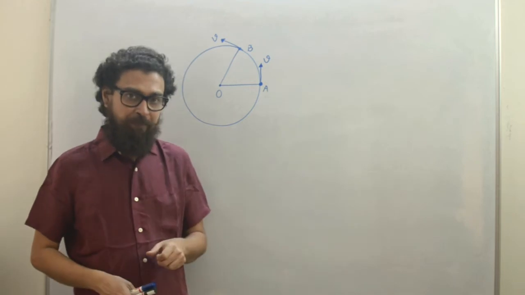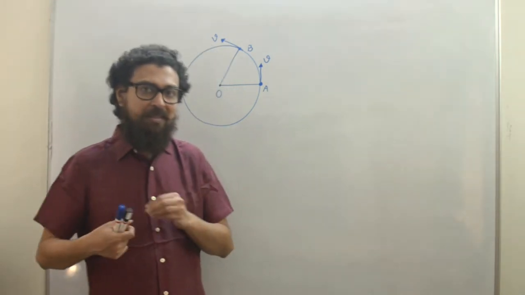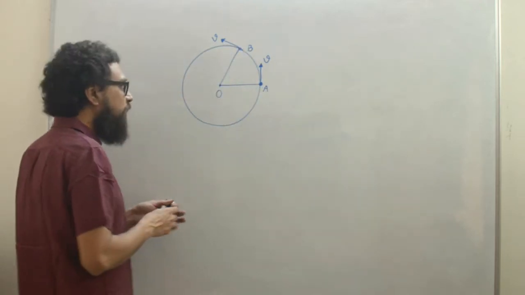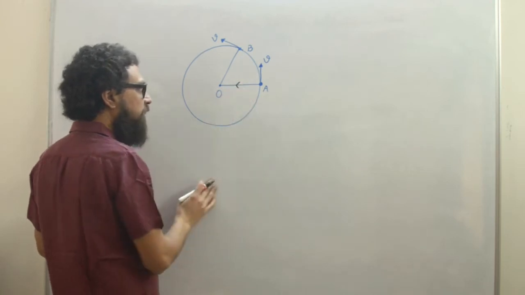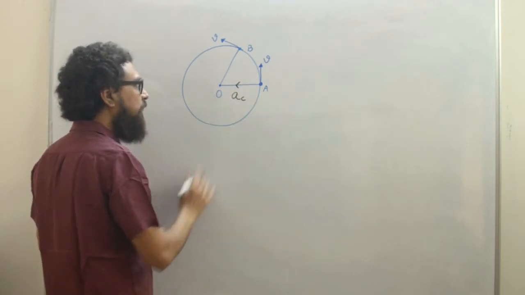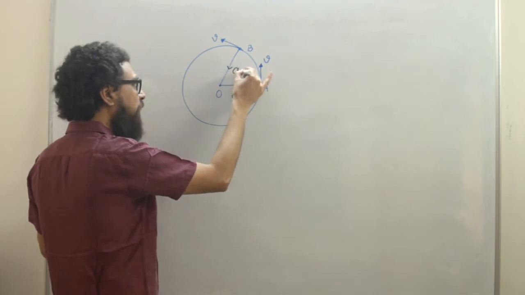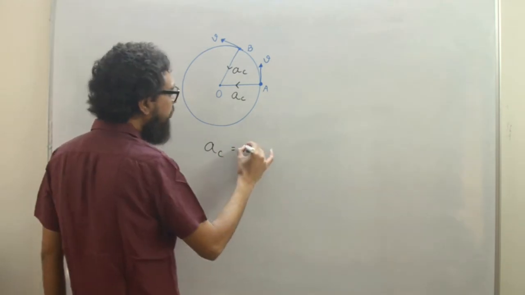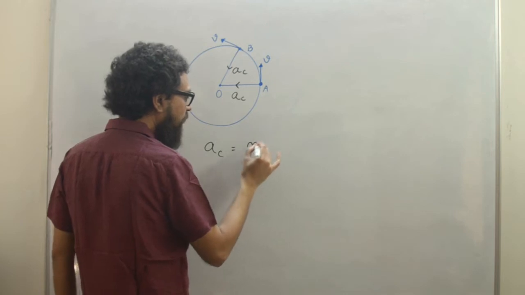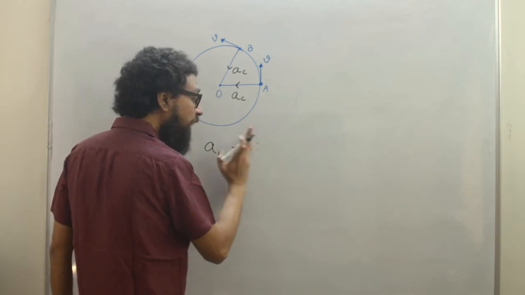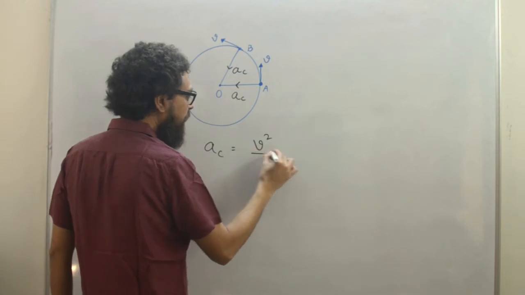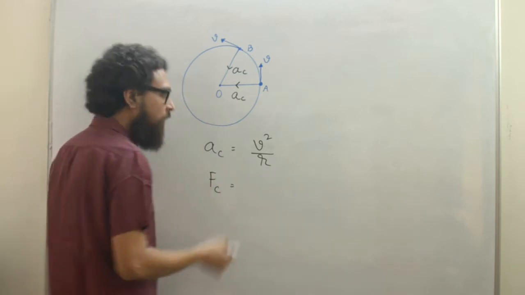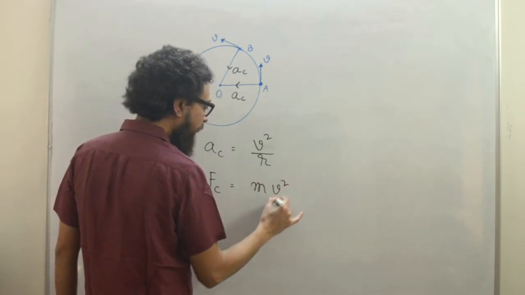Centripetal is a Greek word. Centri means towards the center, centripetal means towards the center. So if I try to draw the centripetal acceleration here, it is like this, and the direction at this point will be like this. The centripetal acceleration is v square by r, where r is the radius, and if the mass of this body is m, then the centripetal force is mv square by r.